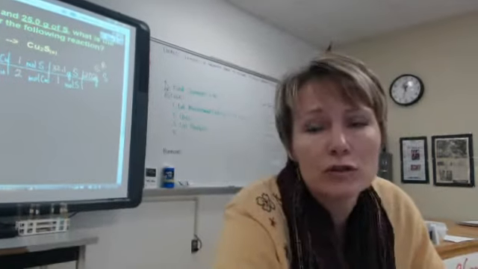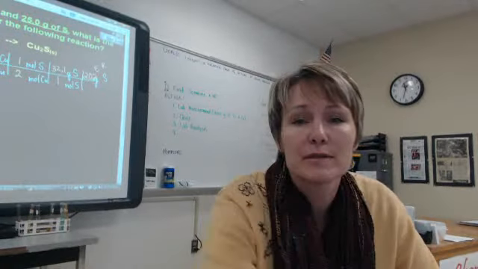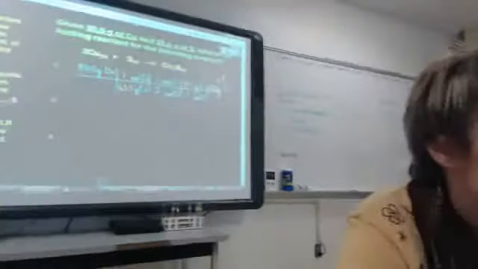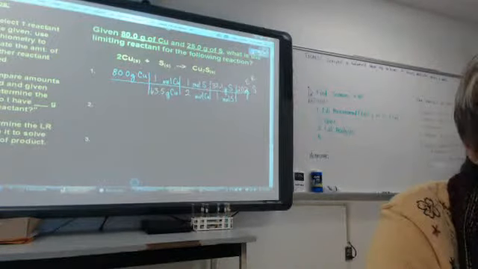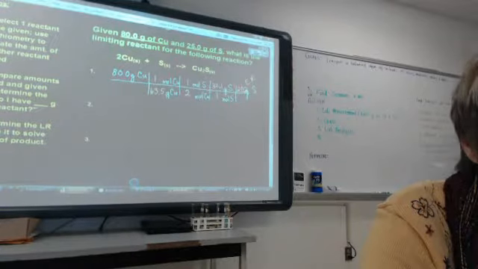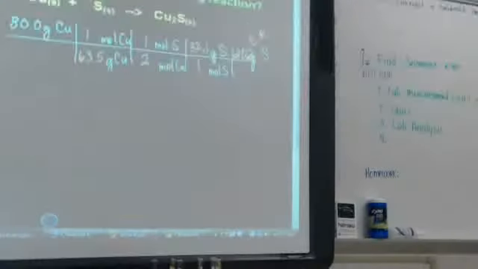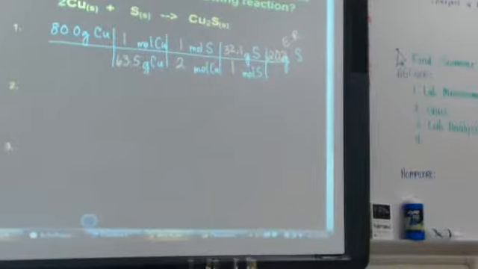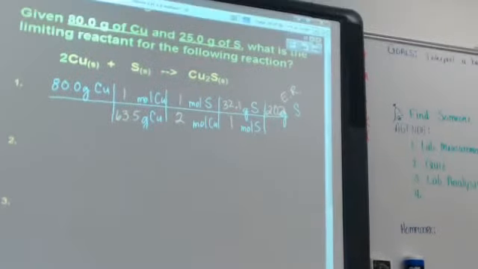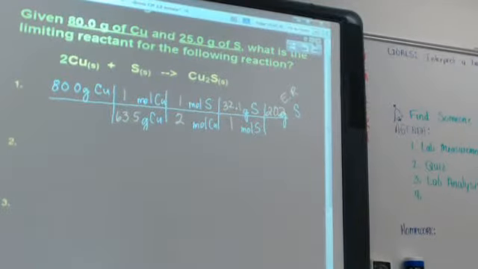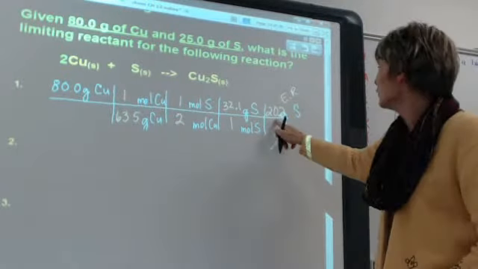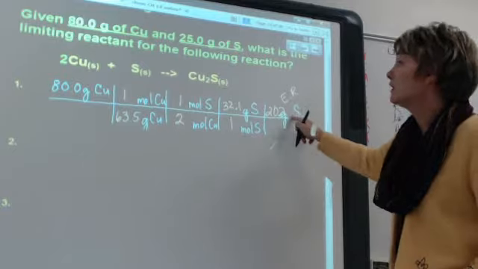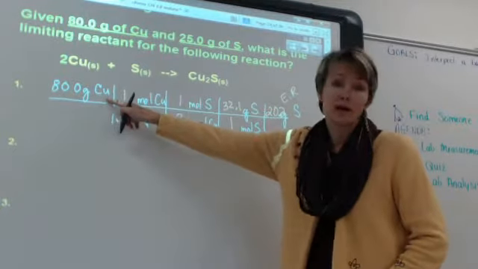Okay, juniors, we're coming back to that problem we were just working on with copper and sulfur. The last thing that we did was we said, how much sulfur do we need? So let's zoom in here on the board. This is where we were at. When I plugged that into my calculator, I came up with 20 grams of sulfur that I would need for all 80 grams of copper.